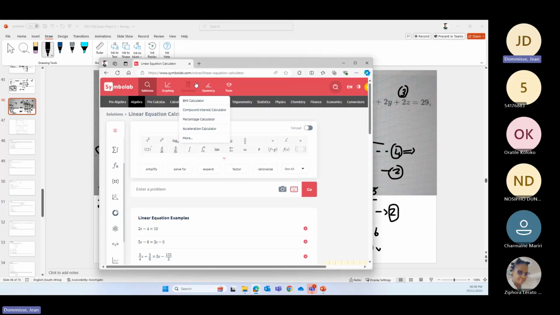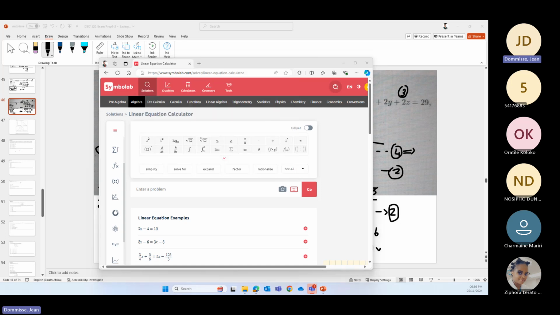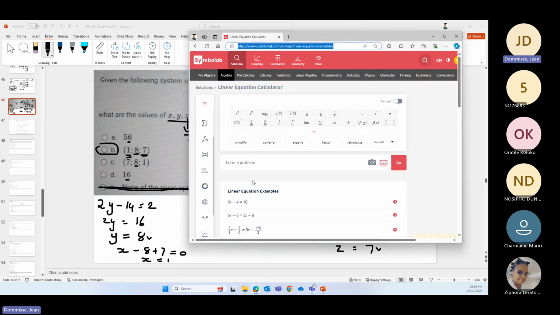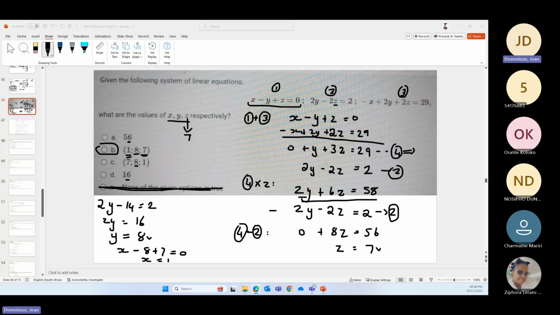I am going to put this website into the chat for you guys as well, so that you can look at it. Because again, what I like about this is that you can basically work out a linear equation so that you can see the steps.